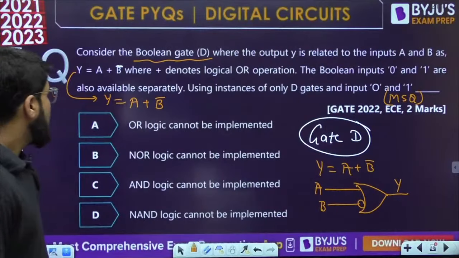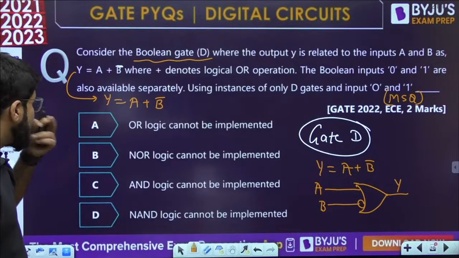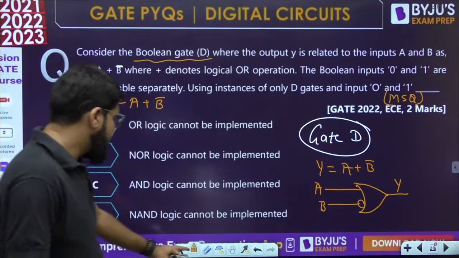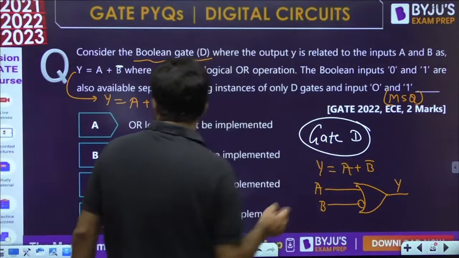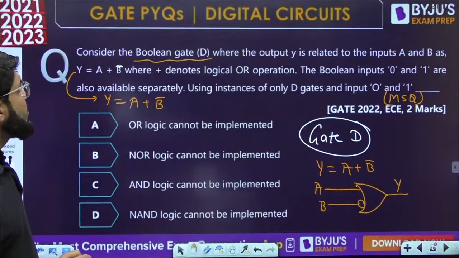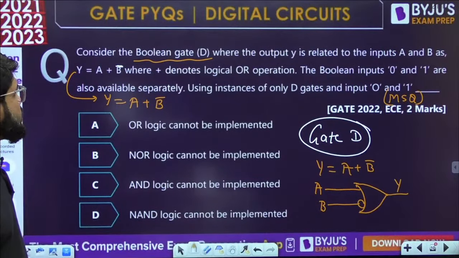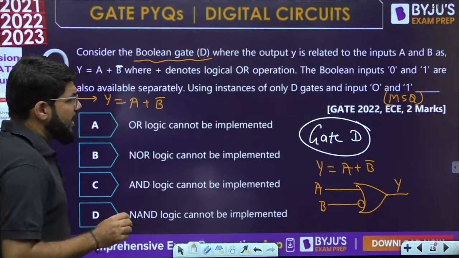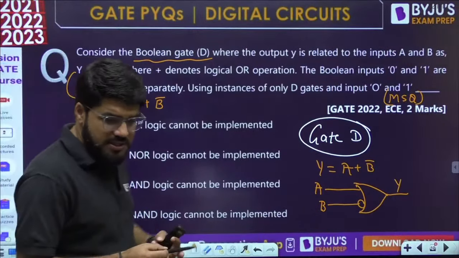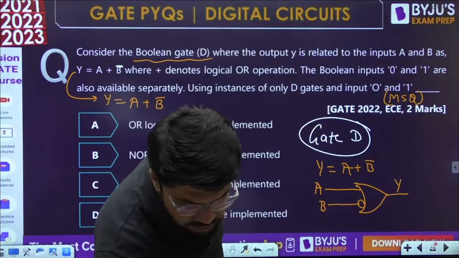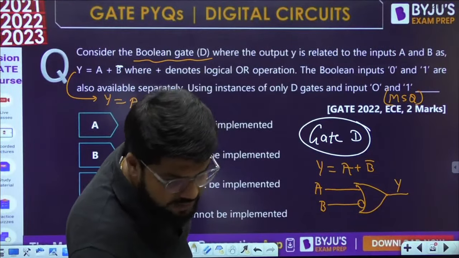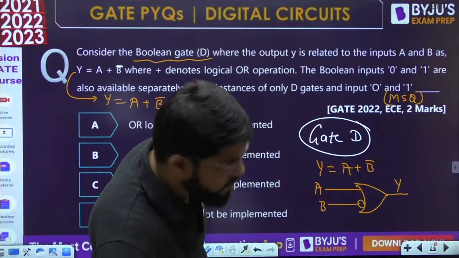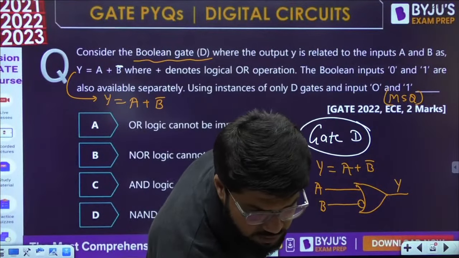Now, OR logic gate cannot be implemented. These are incorrect options. I thought of correcting it, I forgot. There is a typo error here. The correct option is, which of the following is or are correct? I'll check the accurate options for this. I will have to change something. This is 2022, right? What question is this? Boolean.